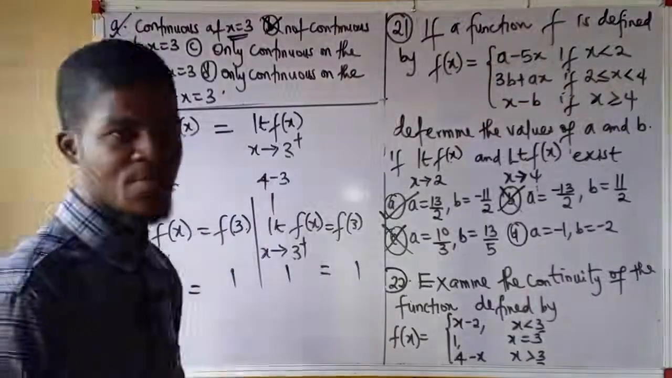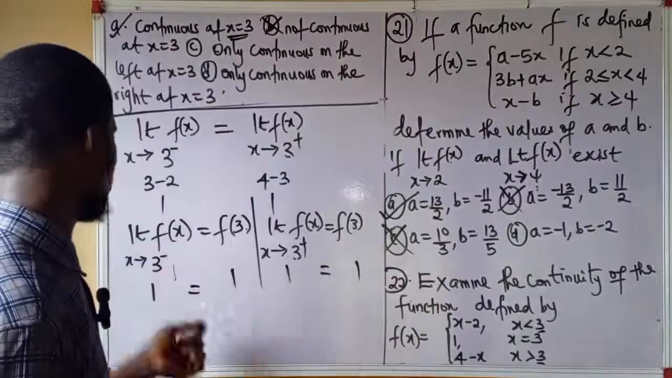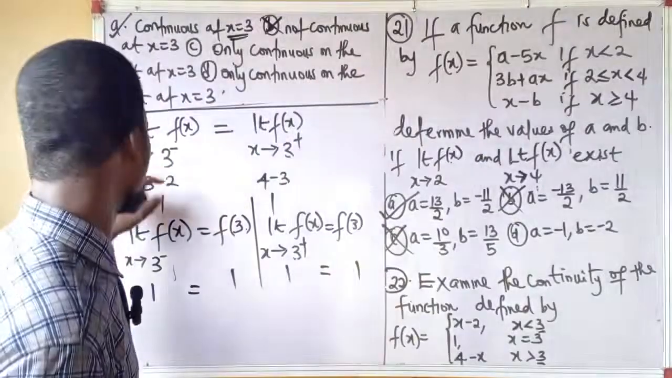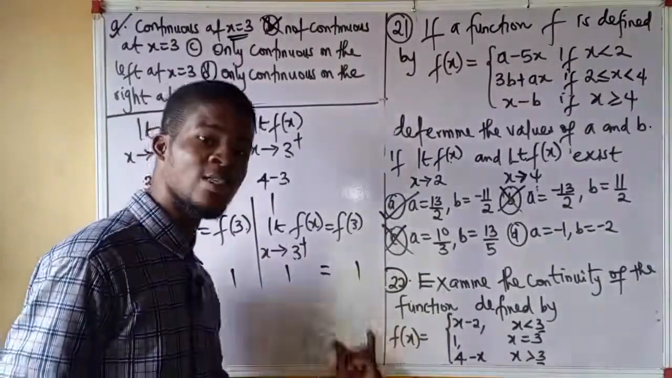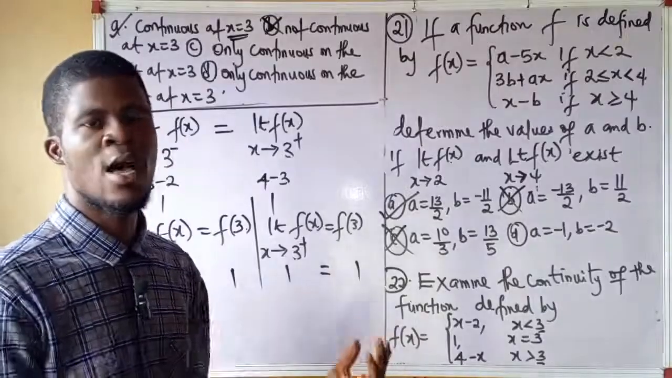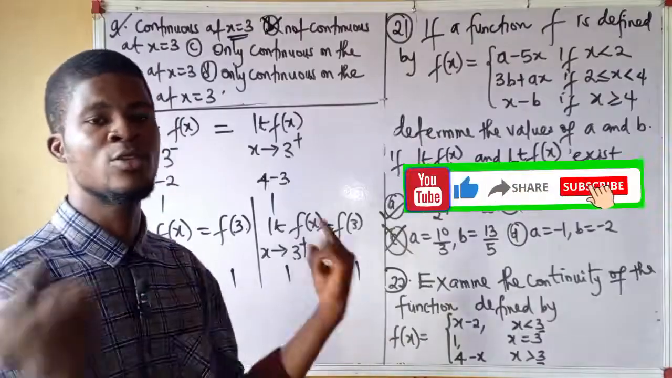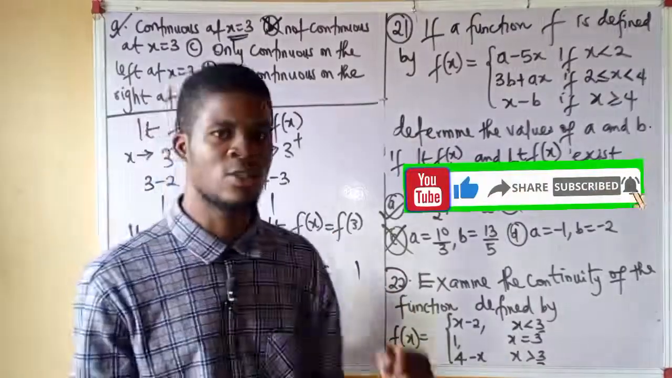So in summary, the correct option is option A. Because it is both continuous on the left at x equal to 3 and continuous on the right at x equal to 3, then the function is just continuous at x equal to 3. So as x approaches 3 from any of the two sides, left or right, it is continuous.